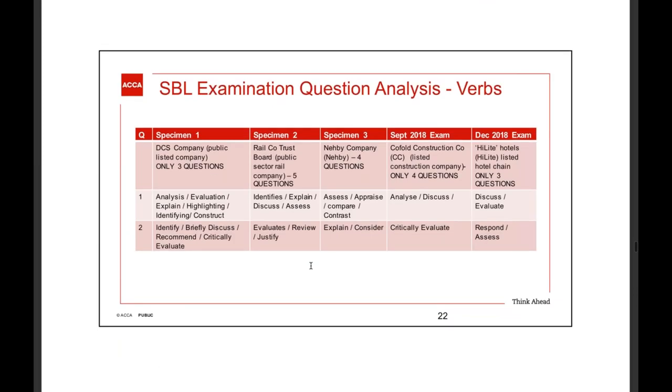So the next part is the question analysis, where I've put in the verbs for each of these specimens and your past exams of September and December. Have a look at question number 1. There is an element of higher order thinking skills 1, 2, and 3 here. Only in this question number 1, you have so many. Not just analysis, which is 3, you also have explain, which carries intellectual level 1 and 2. You also have others like highlight, identify and construct.